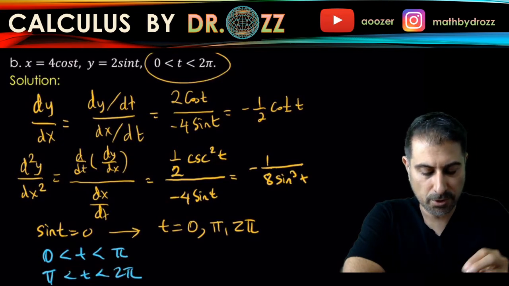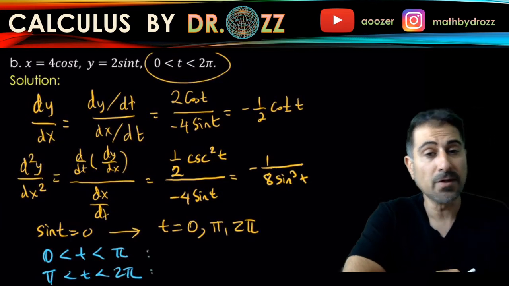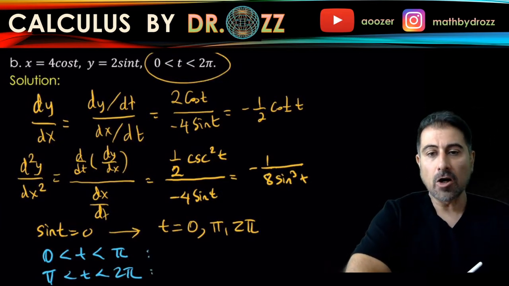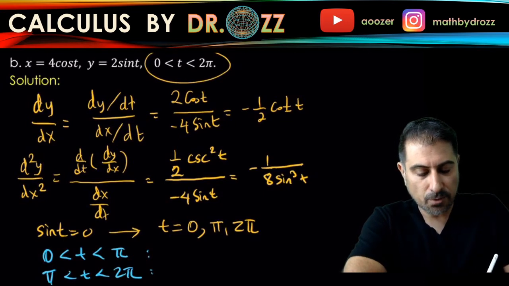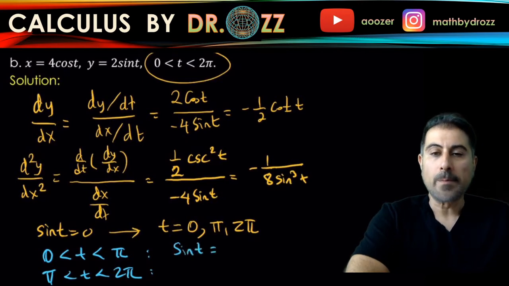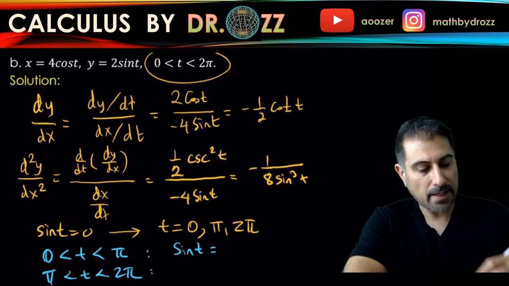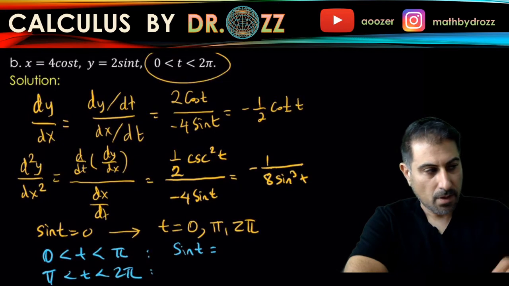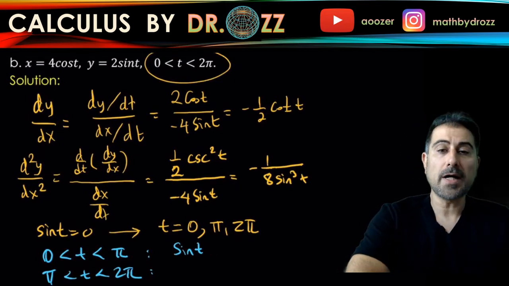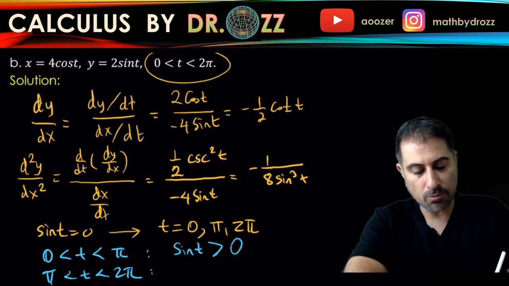Before we jump into the sign of d squared y over dx squared, I want to know what the sign of sine is on these intervals. First, sine t for t from 0 to pi. If you look at the unit circle, sines are the y values, so in the first and second quadrants sines are positive. So this is all positive. And for t values between pi and 2 pi, you're in the third and fourth quadrants, so sine is negative over there.